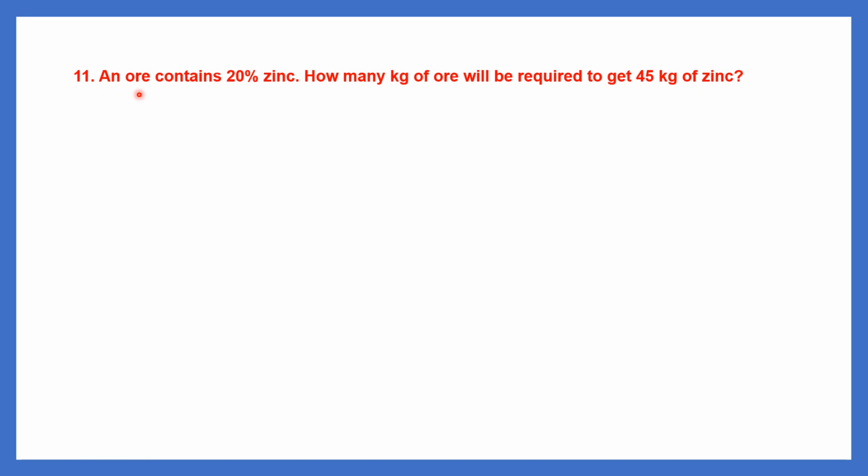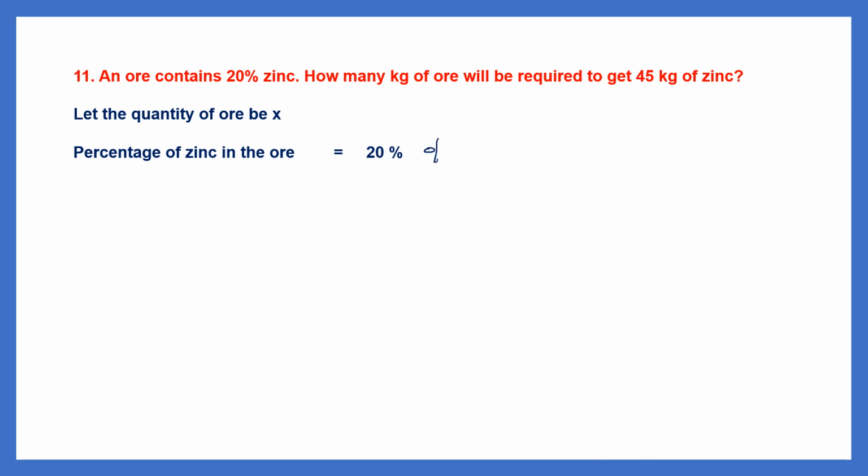Question 11. An ore contains 20% zinc. How many kg of ore will be required to get 45 kg of zinc? An ore is a combination of different metals, in that zinc is 20%. Now the question is, how many kg of ore will we need to get 45 kg of zinc? So we don't know the quantity of ore, so let's consider the quantity of ore to be X. The zinc in the ore is 20% of X, isn't it? So let's write that 20% of X is equal to 45 kg of zinc.